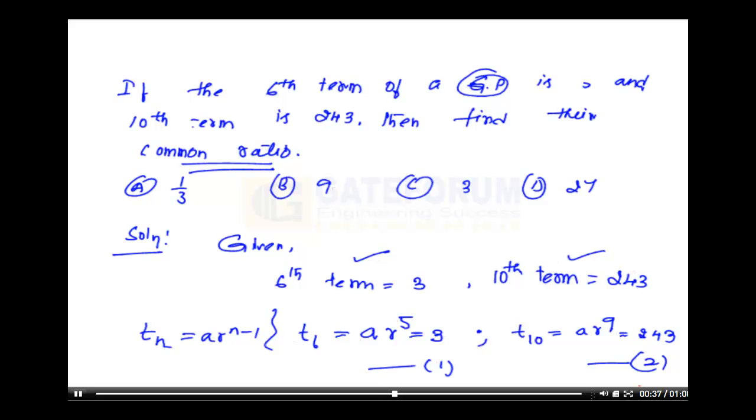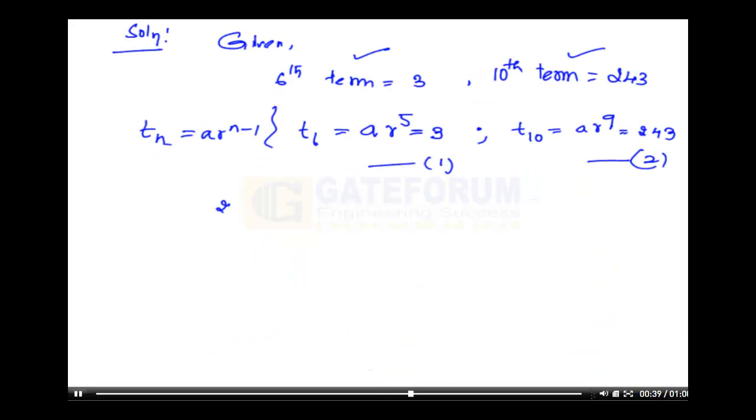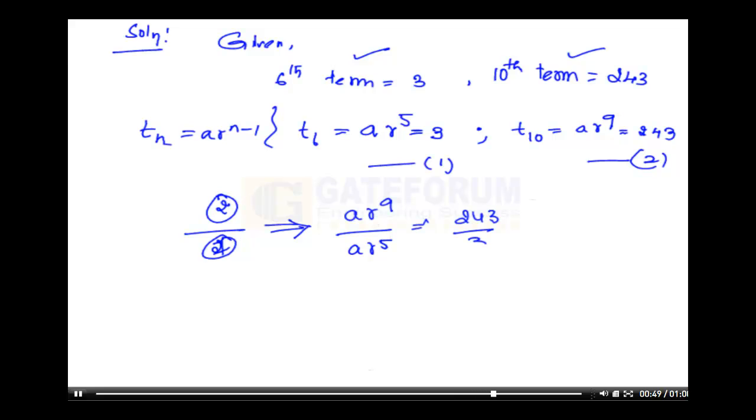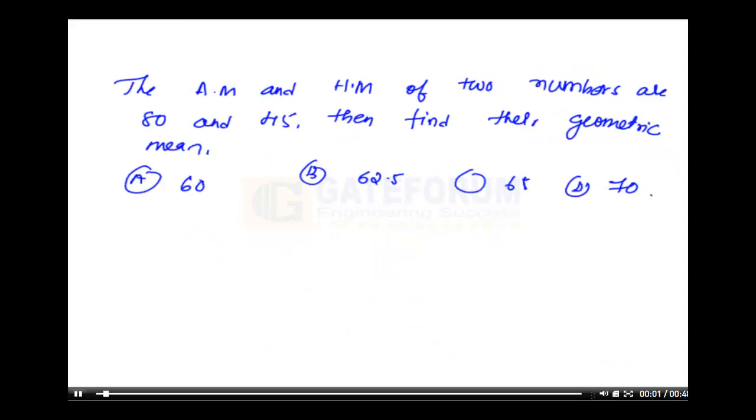Now, let them be equations 1 and 2. In order to find the value of r, it is enough to divide equation 2 by equation 1, which is nothing but a into r power 9 by a into r power 5 is equals to 243 by 3, which is nothing but r power 4 is equals to 81, which can be written as 3 power 4. So, clearly we can say that r is 3, which is option C.